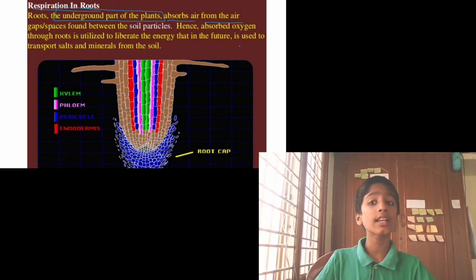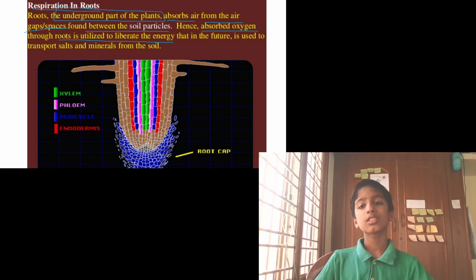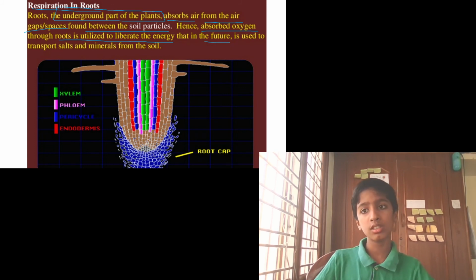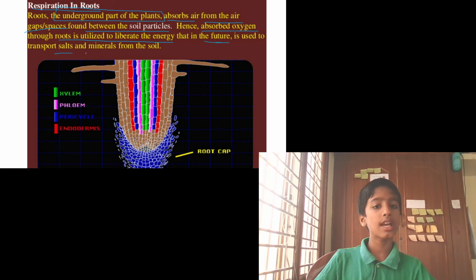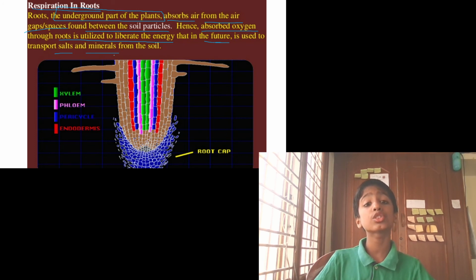It also needs air, which it absorbs from the gas spaces found between the soil particles. So the absorbed oxygen through the roots is utilized to liberate energy to use in the future. They will make the food, right? Like making food and other things. It is also used to transport salts and minerals from the soil.